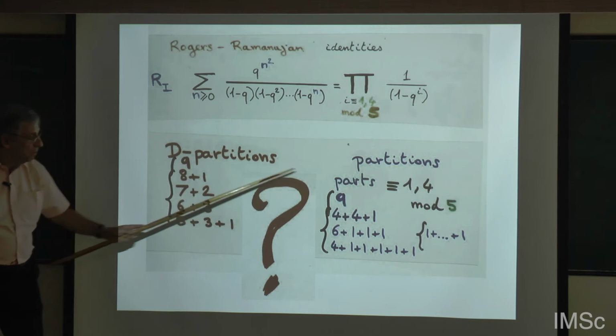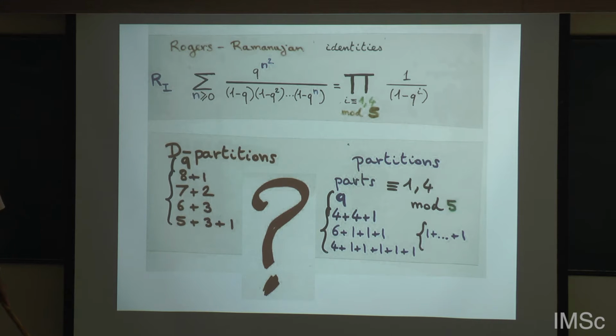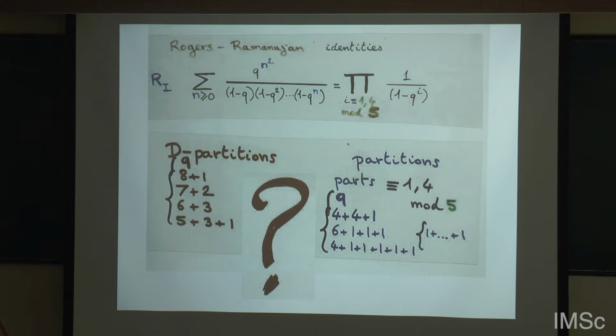And to find a correspondence between this and this is very hard. There is no nice, simple correspondence to explain this at the level of partitions. There are many proofs of this identity by calculus, everything, but to explain this at the level of partitions, if you find a nice, beautiful bijection, you will be famous.